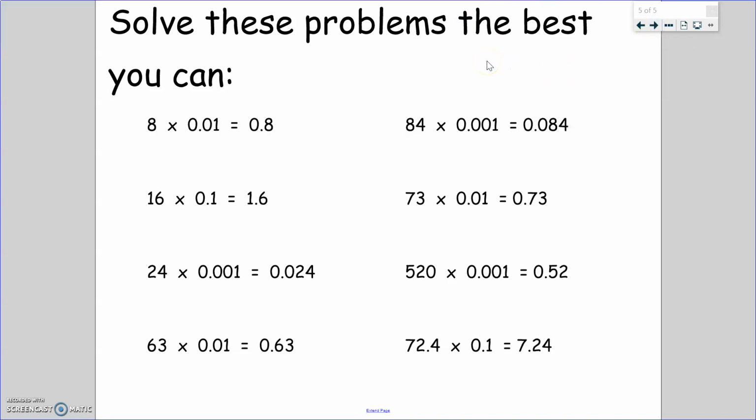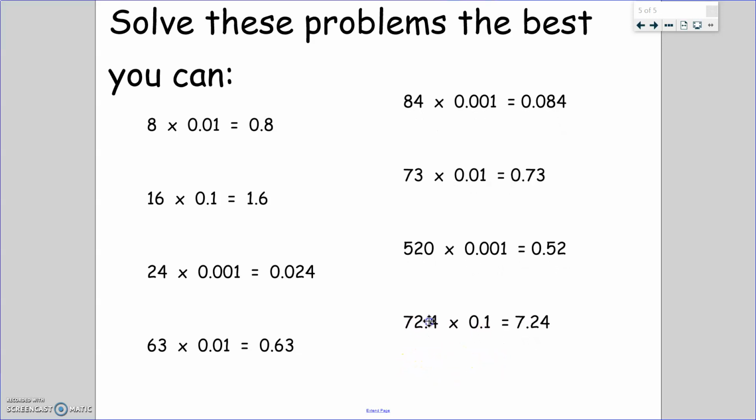All right, here we go, guys. Here are the answers to the problems. Feel free to check your work and see how you did. Real quick, I hope these all make sense to you. The one I wanted to talk about was the last one, because we had 72 and 4/10 times 0 and 1/10. And I'm going to slide it up, and I'm going to make a little room here.